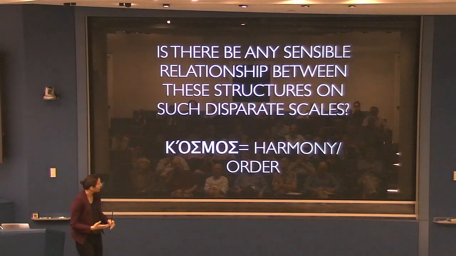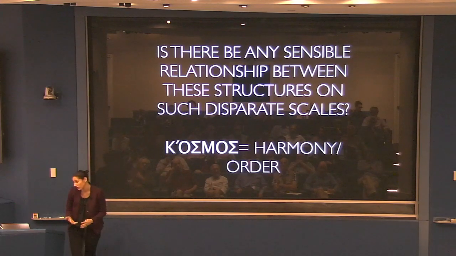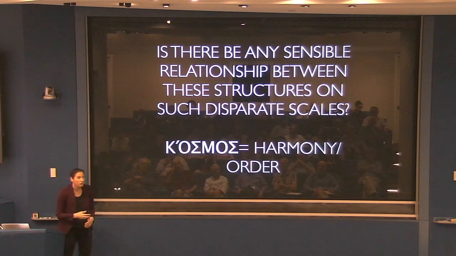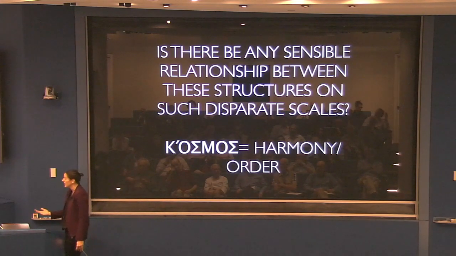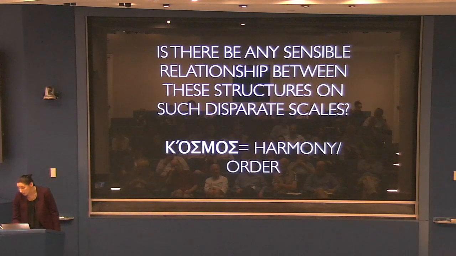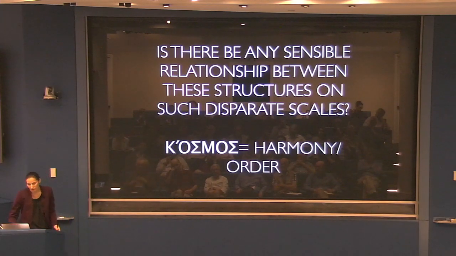And the real question that motivates a lot of astrophysicists is: is there really any sensible relationship between these different structures on different scales, and can we discern that? Now, of course, cosmos from the Greek means harmony and order, and really we're trying to understand what the order is in the universe, and using these probes, try to figure out those rules.